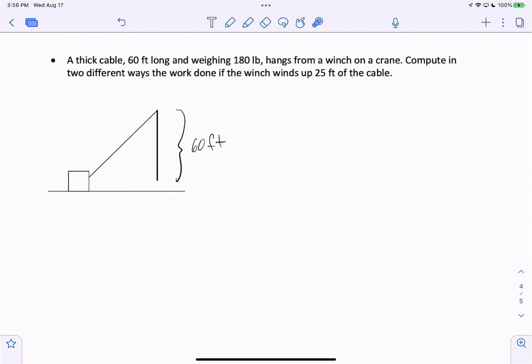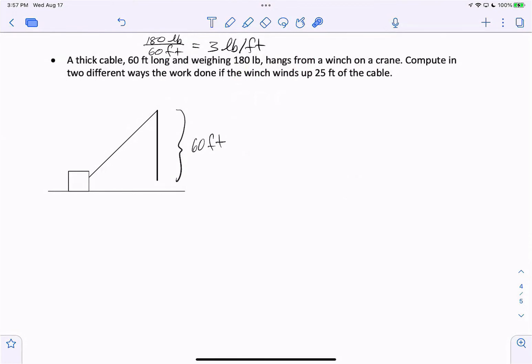Now we've got a thick cable that's 60 feet long and it weighs 180 pounds. You know what? Let's stop right there. 180 pounds divided by 60 feet is going to be 3 pounds per foot. Okay, let's keep going. It's hanging from a winch on a crane.